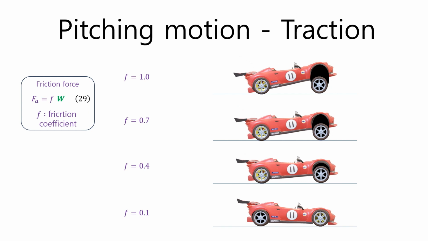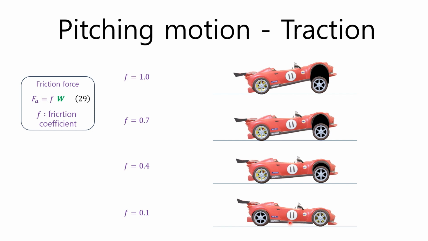The figure here shows the vehicle's pitching motion as a function of the friction coefficient and weight transfer during acceleration. If the coefficient of friction is small, as shown in equation 29, the acceleration friction force is low, so the tires do not grip the ground, so a spin occurs and the vehicle does not move, and the wheels rotate in place. When the friction coefficient is small, the pitching motion is small.